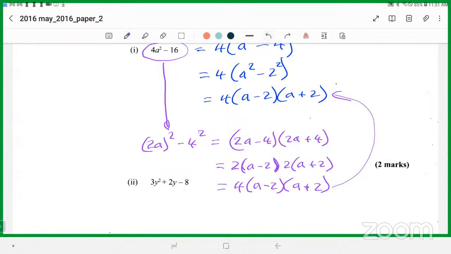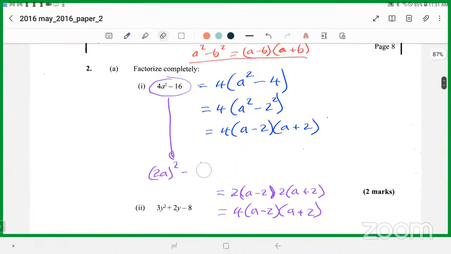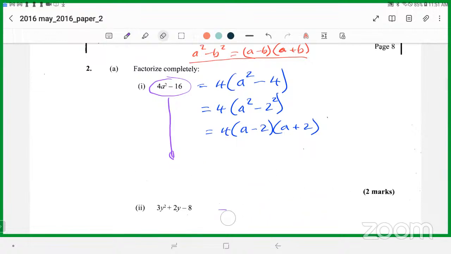So remember, when you're doing a factorization and it's, for example, this type, where there are 2 terms and it could be the difference of 2 squares, you look for the highest common factor first. Factorize the common factor first. And then you check inside whether you can factorize further, which it can, as the difference of 2 squares.